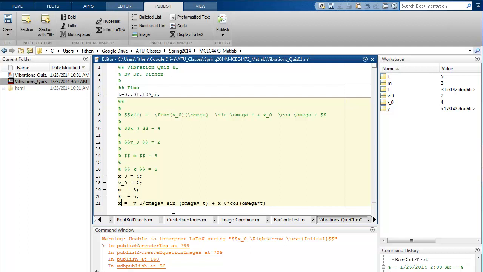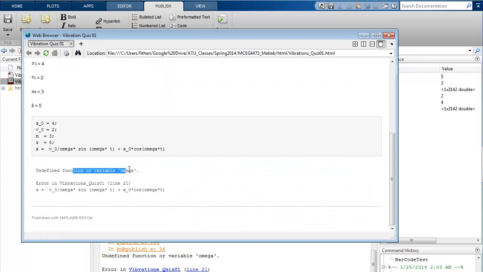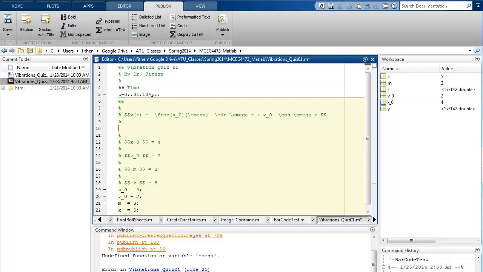Now, the first thing it's going to tell me if I publish this, it's going to be mad at me for something. It says undefined function or variable omega. So I've got to determine what that is. In essence, I can just slip it under here. Omega equals the square root of a fraction, drop the k, and drop the m. Now I'm going to try this.